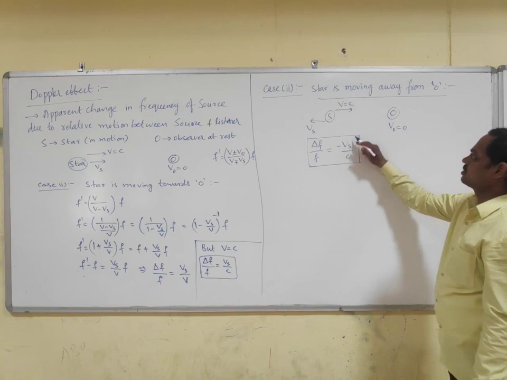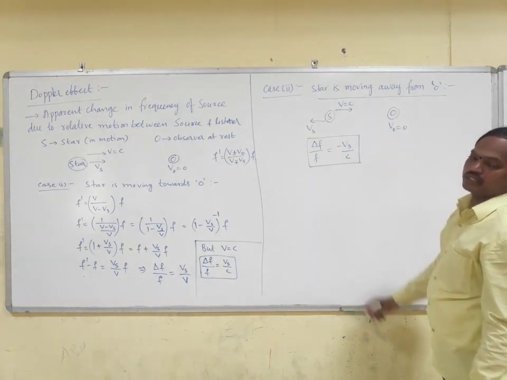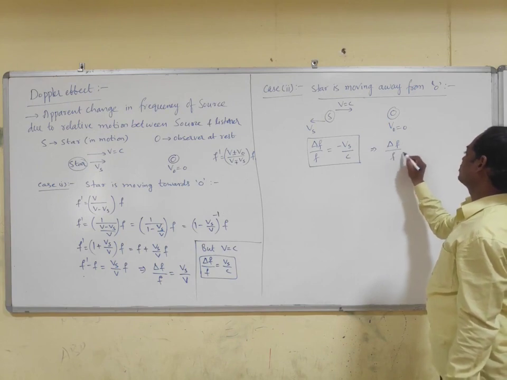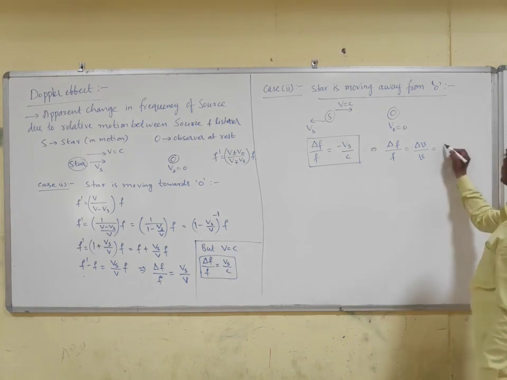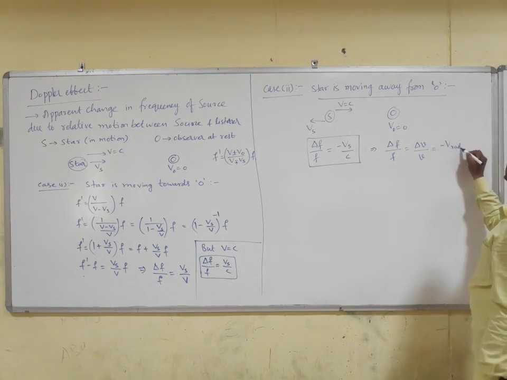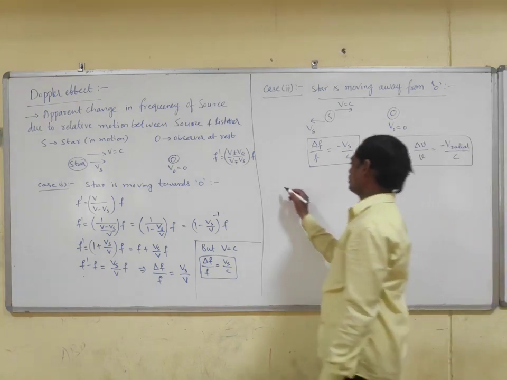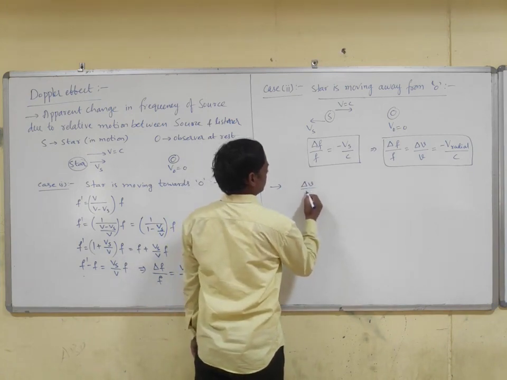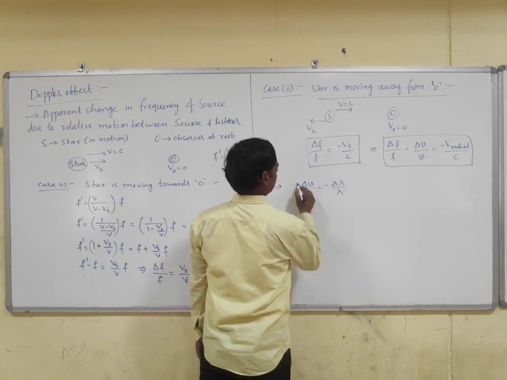So what is the Vs? Along the line joining, that is the radial direction, it is the velocity of the source. So we can also write this as delta f by f. Some textbooks take it as delta nu by nu equals minus v radial by c. Next, delta nu by nu can be written as minus delta lambda by lambda.